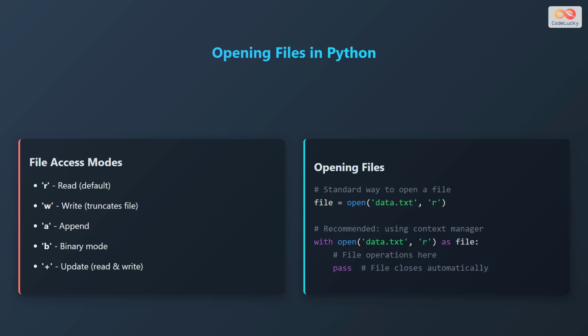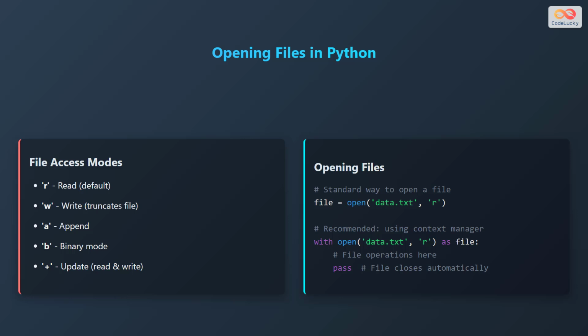Let's explore how to open files in Python. Here on the left are the file access modes. R is for read, which is the default mode. W is for write, which truncates the file if it exists. A is for append, which adds content to the end of the file. B is for binary mode, used for non-text files. And plus is for update mode, allowing both reading and writing.